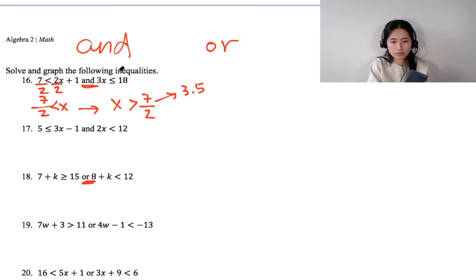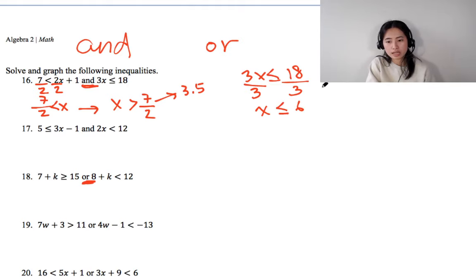On the other hand, you have 3x less than or equal to 18, right? So you need to divide both sides by 3. So you get x less than or equal to 6, right? 18 divided by 3 is 6. So as you can see, what we're comparing here is x greater than 3.5 and x less than or equal to 6. So you need to draw 2 number lines, actually 3 number lines in total.